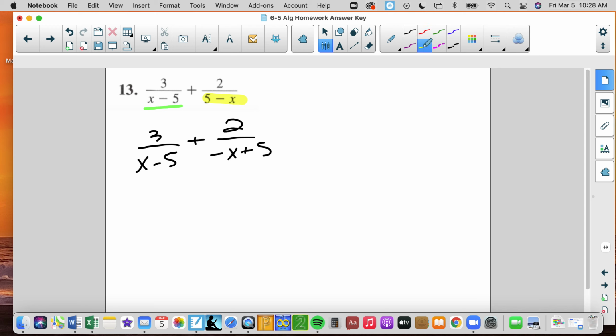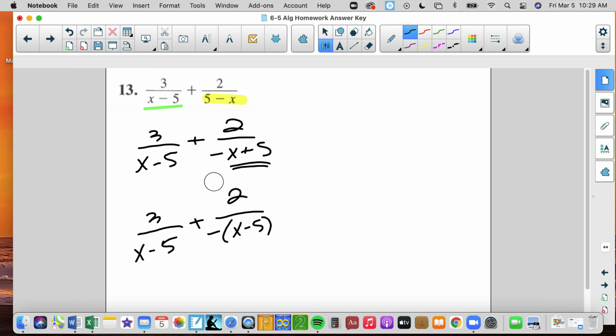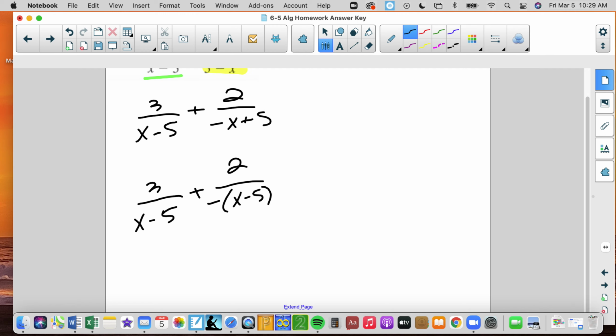So is there anything that we can do? Well, I don't like the fact that there's a negative there. And remember, when we see that, we factor out a negative. So if I factor out a negative from this, we get the opposite of x minus 5. Now, they're still not like terms because this has a negative, this has a negative, and this doesn't have a negative. However, remember what we can do with negatives is we can take it and move it up.